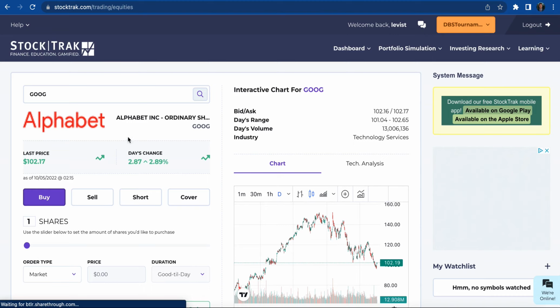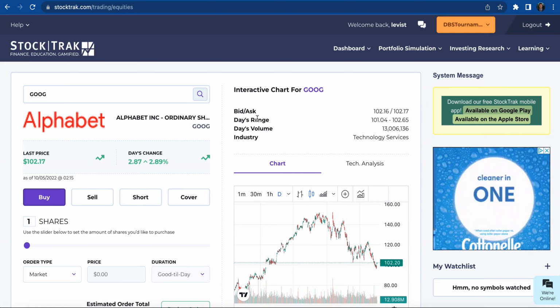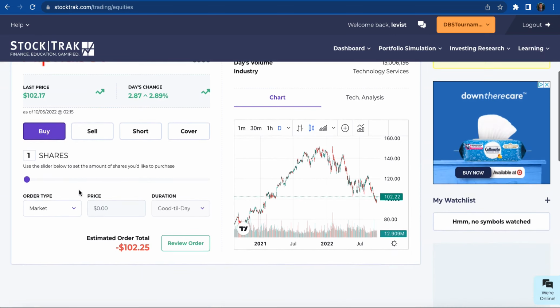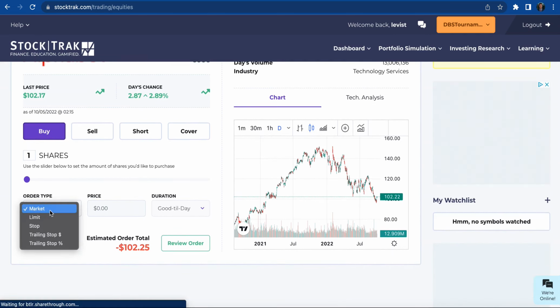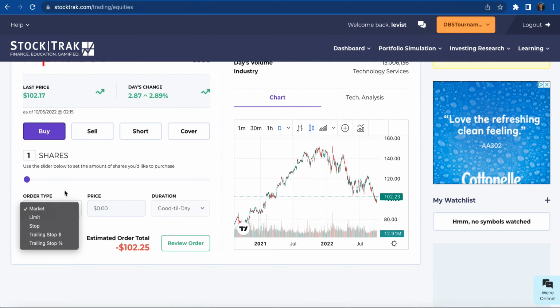So when I select a stock, you'll see that it pulls up a quote, the last price, day's change, bid, ask, day range, day's volume, what industry it's in, and a chart of recent performance on the side here. But what we want to pay attention to is this order type drop-down menu right here. Now, you can see there are 5 different types of orders to choose from, so let's explain what these are.